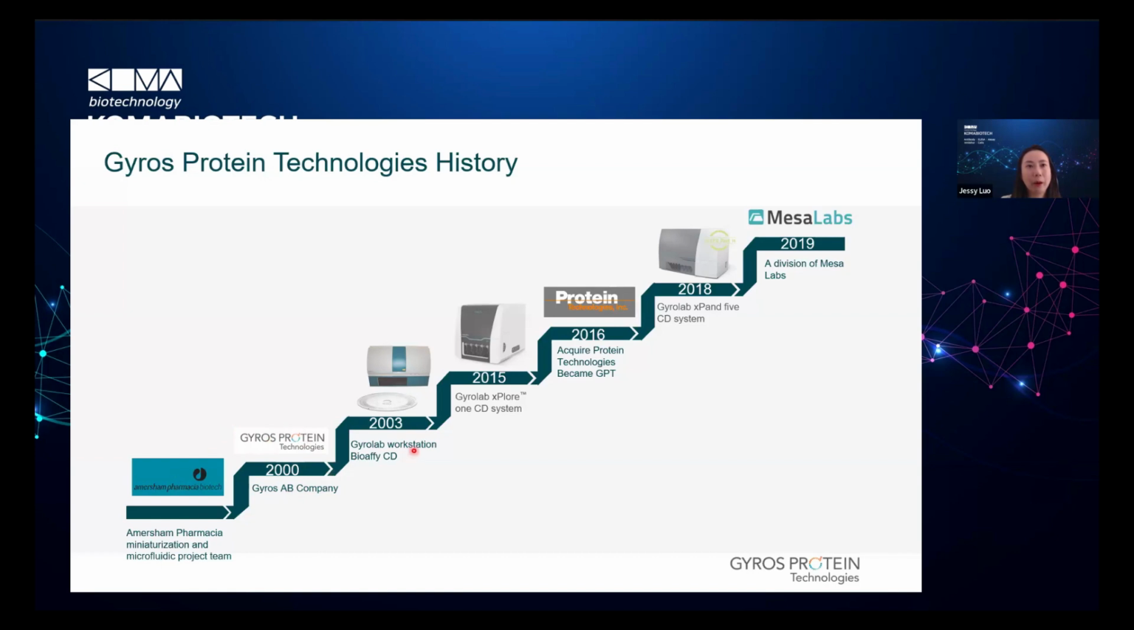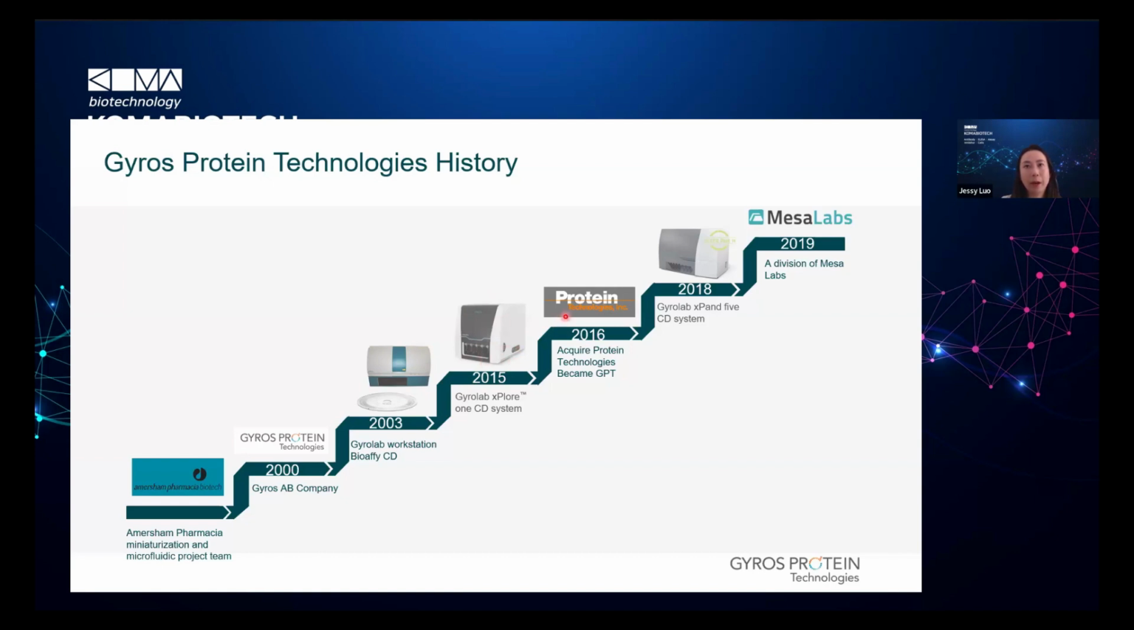And we have our first instrument, which is this one. It's called XP, which is a 5 CD workstation. It has very high throughput, quite quick. Because we also want to support customers who may not have too many samples to analyze but still want the speed and automated platform, this one is a smaller one, which has only 1 CD inside.